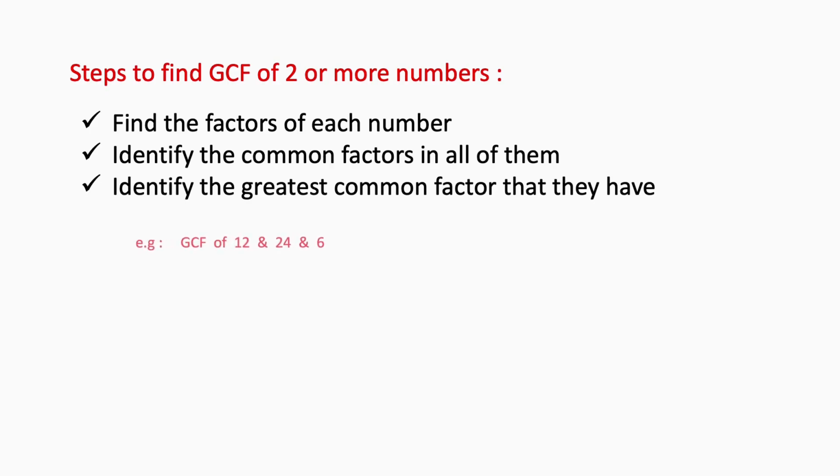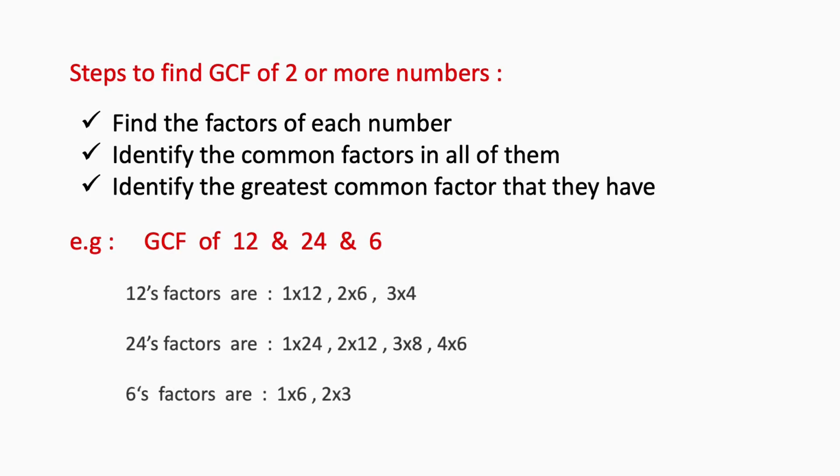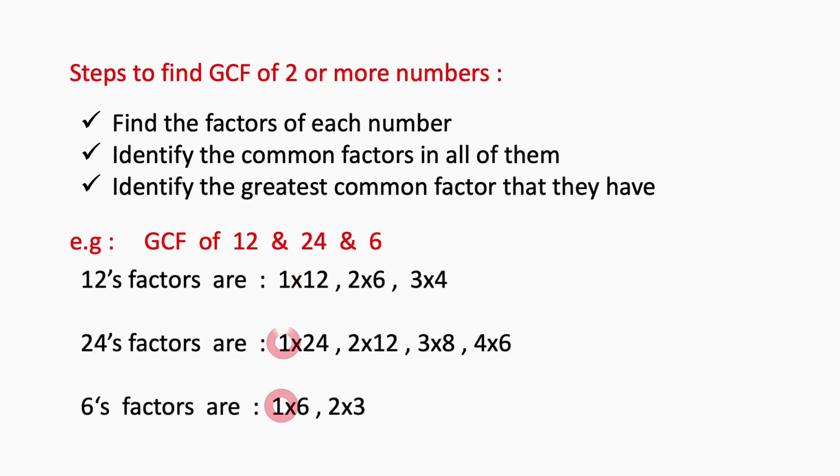In the next example, we want to find the GCF of 3 numbers, 12, 24, and 6. By listing the factors of each of these numbers, you can see that 6 is the greatest common factor that they have in common.